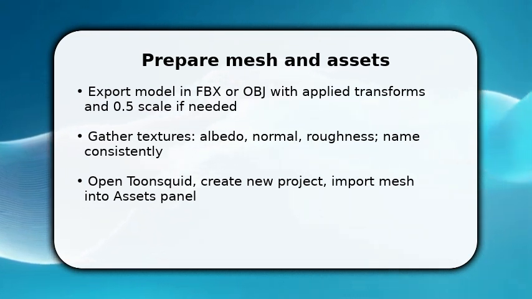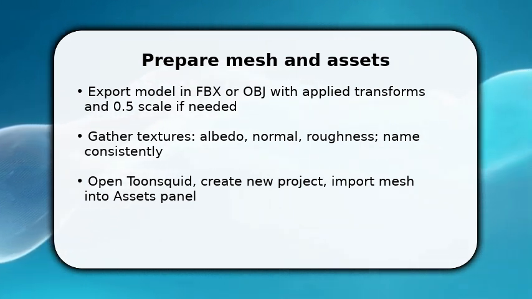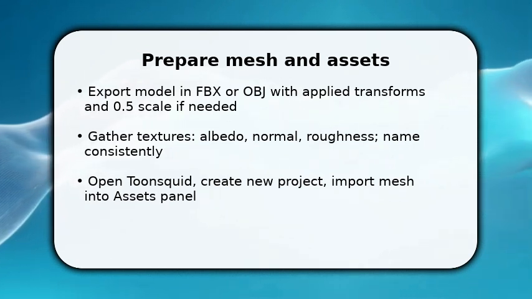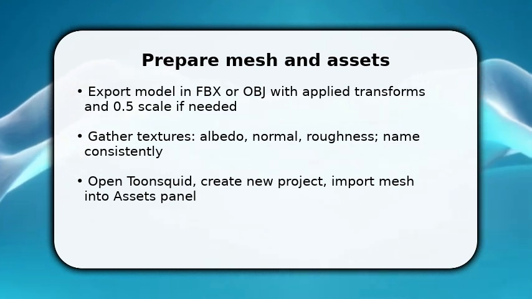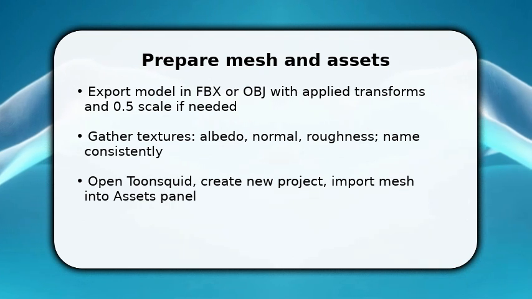Import albedo, normal, and roughness maps with consistent file names. Make sure material slots correspond to mesh groups. This early care prevents shading errors later and speeds iteration, because Toonsquid reads tidy assets predictably, so you won't chase random shading glitches down the line.